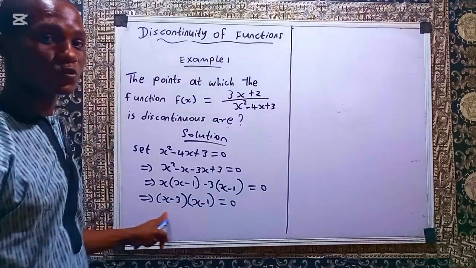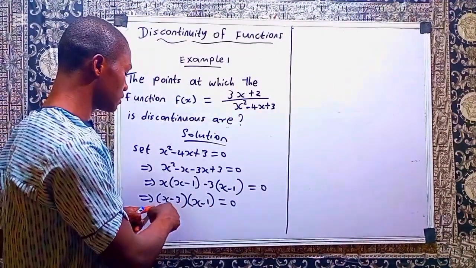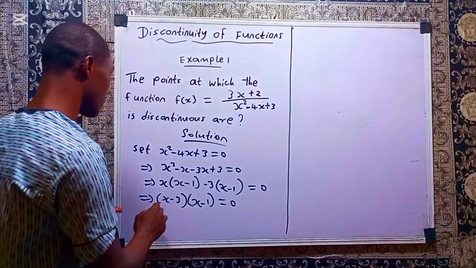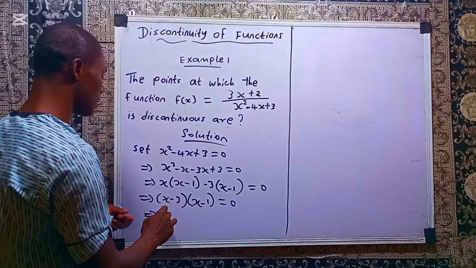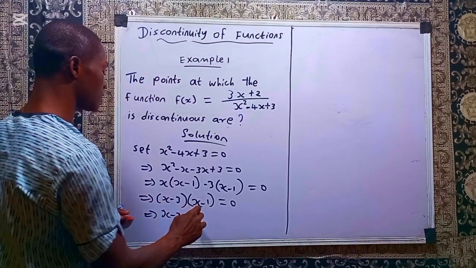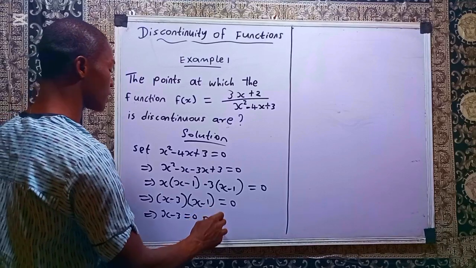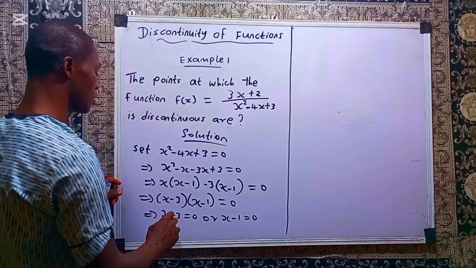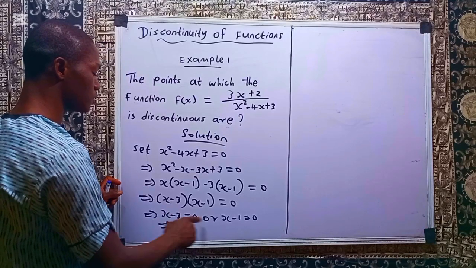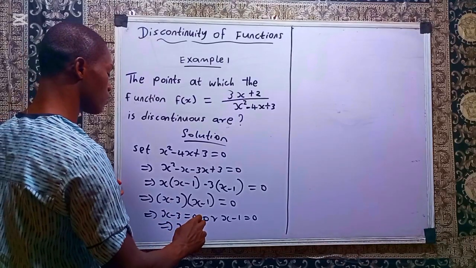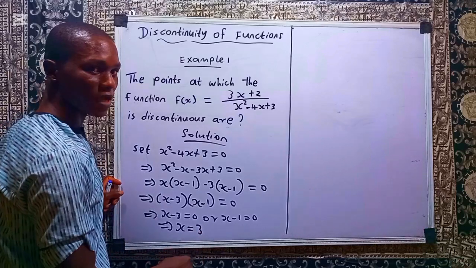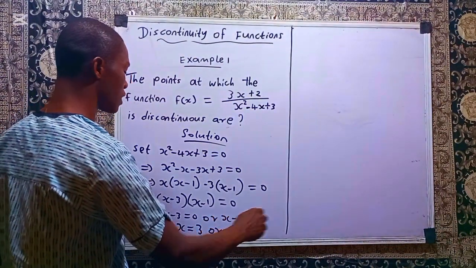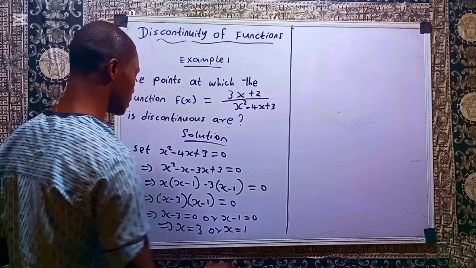So we have that this bracket times this bracket is giving us 0, which means that one of them must be 0. So we can say that x minus 3 is 0, that's the first bracket is 0, or the second bracket, x minus 1, is 0. If you solve, if you move minus 3 to the right, you have that x is equal to positive 3 because the sign will change. Then if you move minus 1 to the right, you have that x is positive 1.